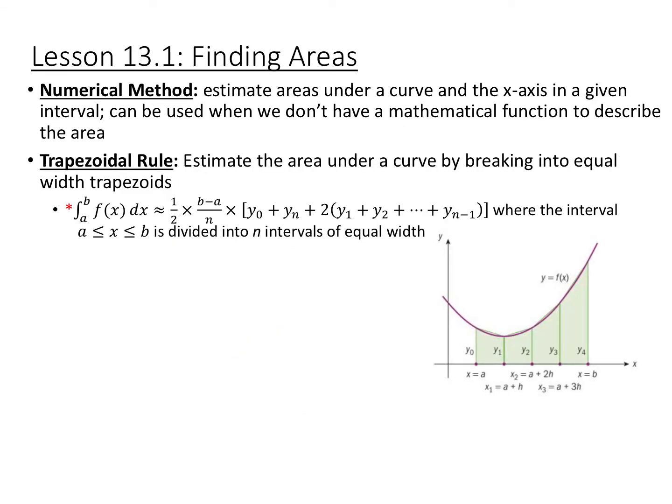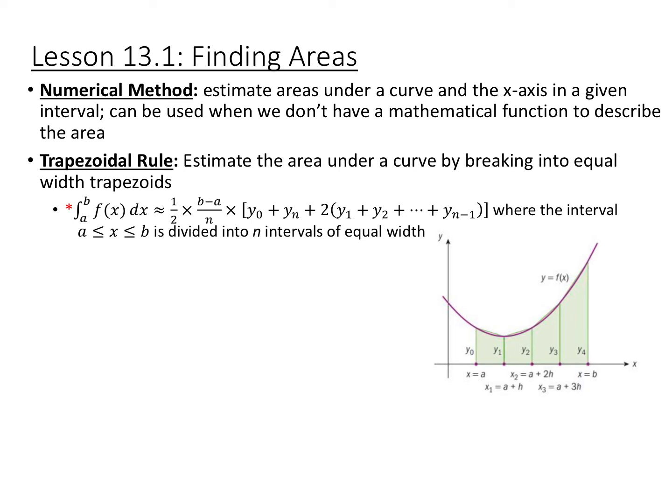The next part of 13.1 is the numerical method for estimating area under a curve, and it can be used either when you have a mathematical function, but also when we don't have a mathematical function to describe the area. One way that we do this is by the trapezoidal rule. So we take our interval, and instead of breaking it up into rectangles, we break it up into trapezoids, so there's less over and under estimation. If you look at this picture here, we took our interval under the curve y equals f of x and split it up into 4 trapezoids.